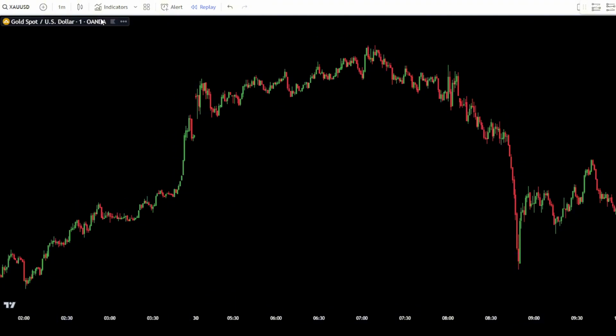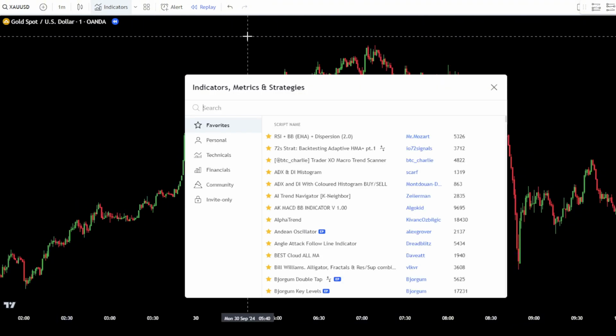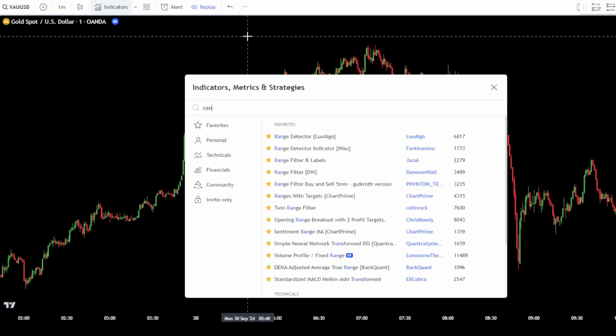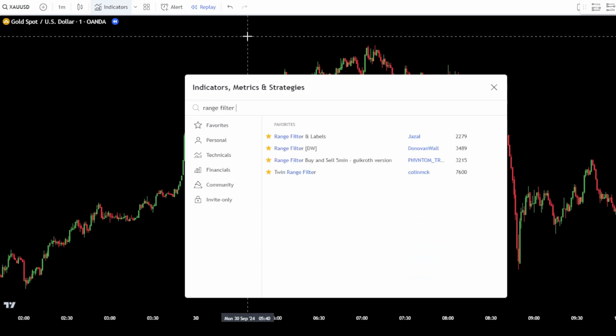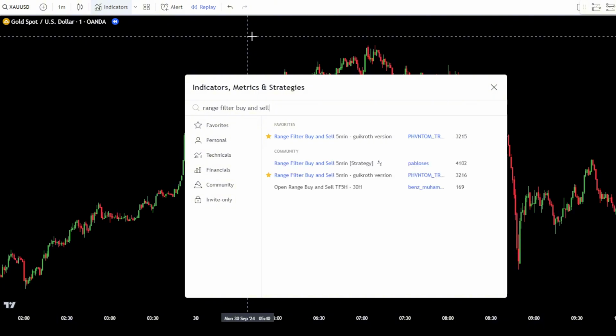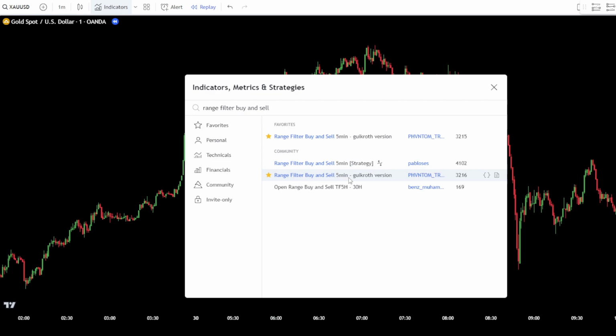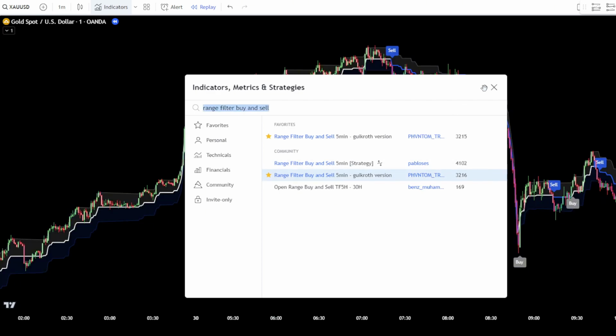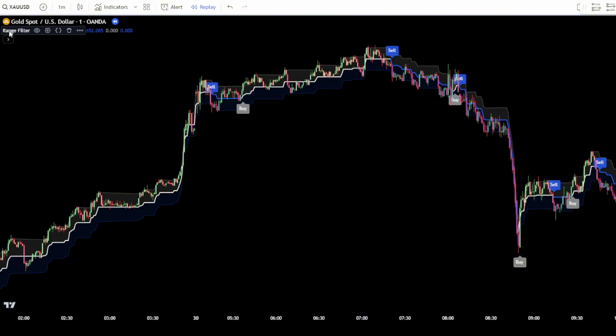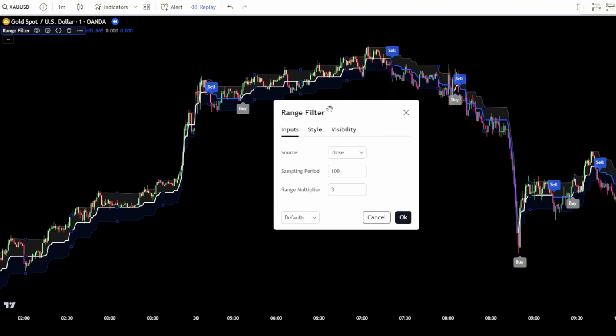Next, go to the Indicator Search tab. In the Search tab, type Range Filter Buy and Sell 5 minutes. Then, select the Range Filter Buy and Sell 5-minute indicator from Phantom Trader. Now, let's make some adjustments to the Range Filter indicator. In the Input tab, change the range multiplier value to 5.